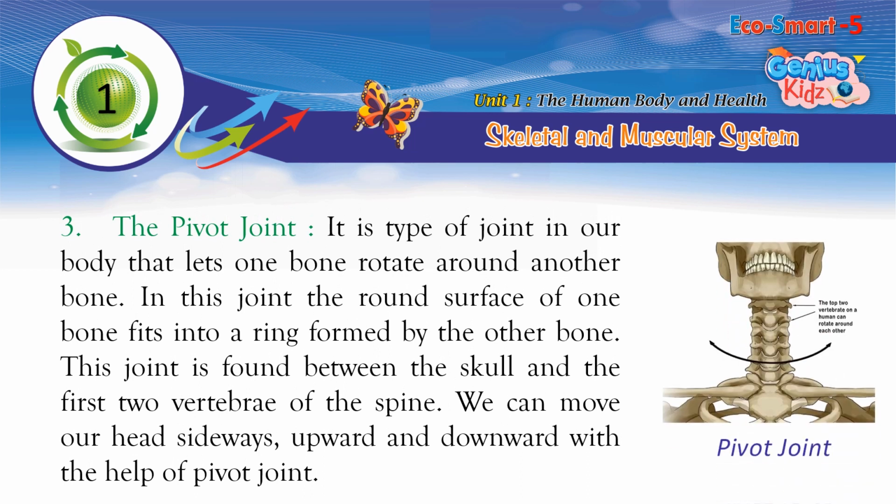3. The pivot joint. It is a type of joint in our body that lets one bone rotate around another bone. In this joint, the round surface of one bone fits into a ring formed by the other bone. This joint is found between the skull and the first 2 vertebrae of the spine. We can move our head sideways, upward and downward with the help of the pivot joint.